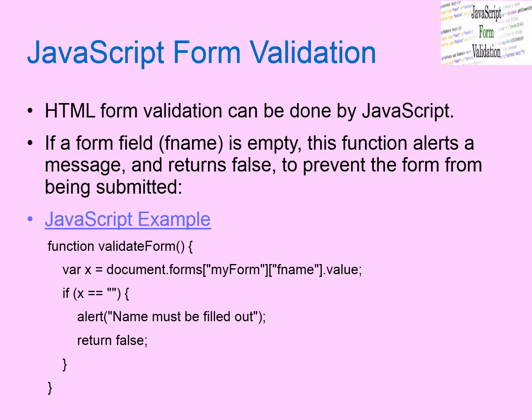We know that JavaScript is a scripting language which works on the client side. So this HTML form validation can be performed by the scripting language JavaScript. If a form field fname is empty, this function pops up an alert message and returns false to prevent the form from being submitted. Sometimes while we are doing a registration form, if we are not filling a particular field in the corresponding form, while we are submitting the form, there will be an alert message.